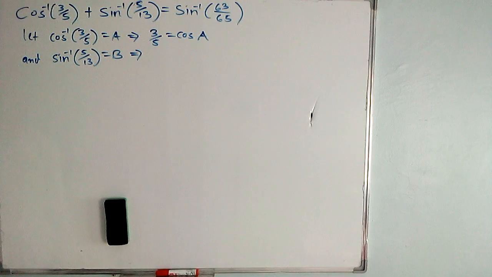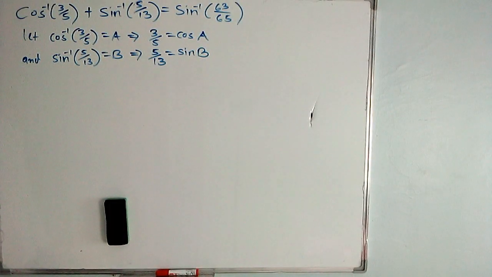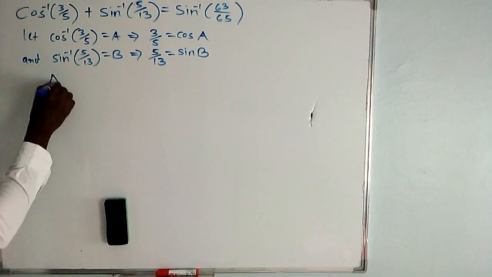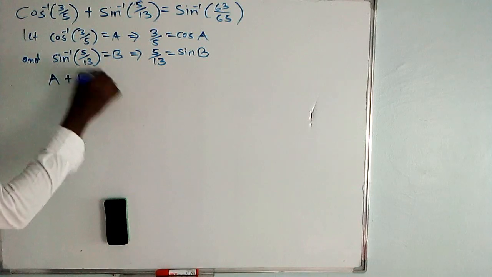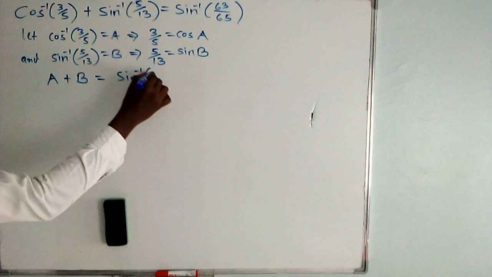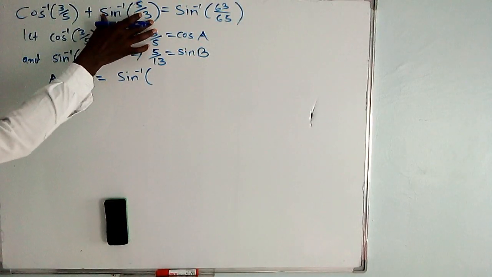So that implies that 5 over 13 is equal to sine B, if you take sine inverse on the other side of the equation, isn't it? So now you have A plus B, because cos inverse of 3 over 5 is A, and sine inverse of 5 over 13 is B. Are you seeing that? It's like you have A plus B.